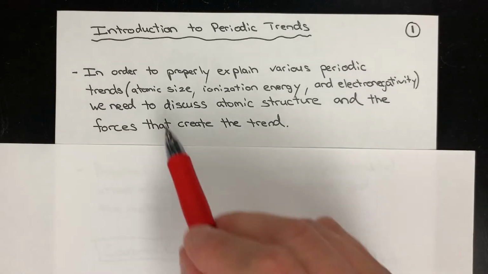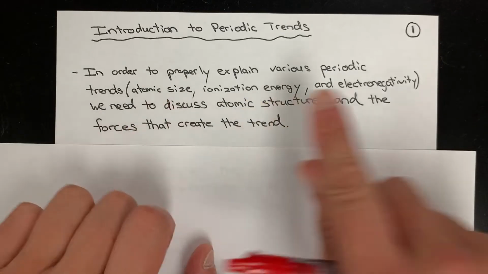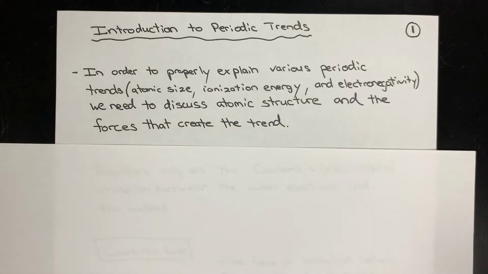So again, atomic structure, that term probably makes sense to you. But things like ionization energy and electronegativity, these are things that we will learn about in time. In this unit, we'll get to both of these trends. We reserve electronegativity for a future unit.